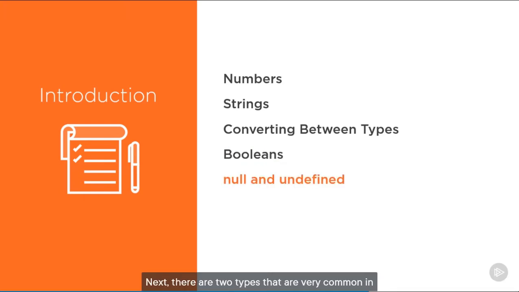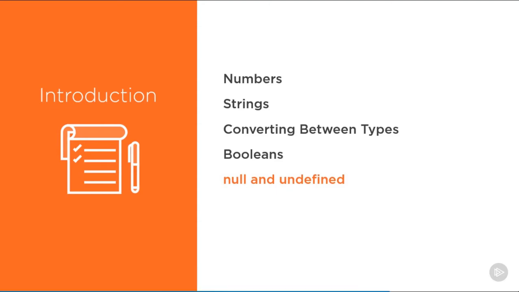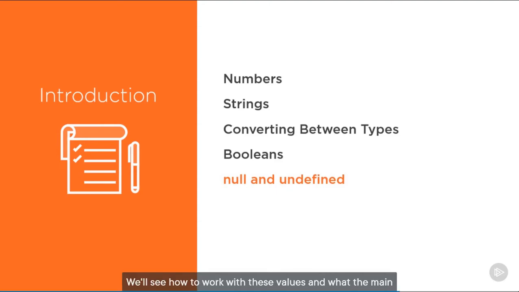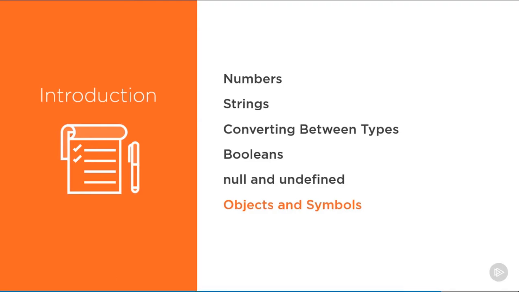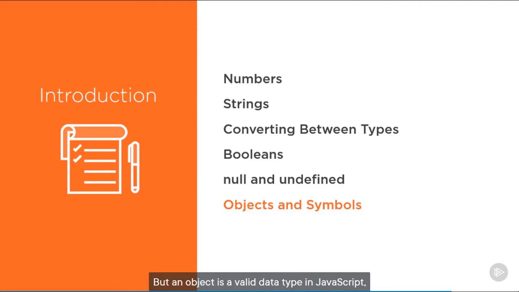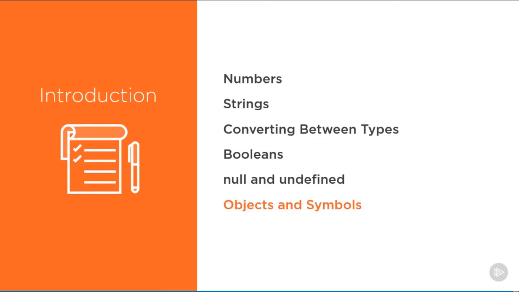Next, there are two types that are very common in JavaScript. They're null and undefined. We'll see how to work with these values and what the main difference is. Finally, we'll wrap up this module by looking at objects and symbols. We have a whole module coming up that's all about objects, but an object is a valid data type in JavaScript, so we'll briefly have an introduction to objects. And symbols are more advanced, but we'll discuss those later in the course. So let's get started and look at how we can work with numbers and operators on numbers in JavaScript.